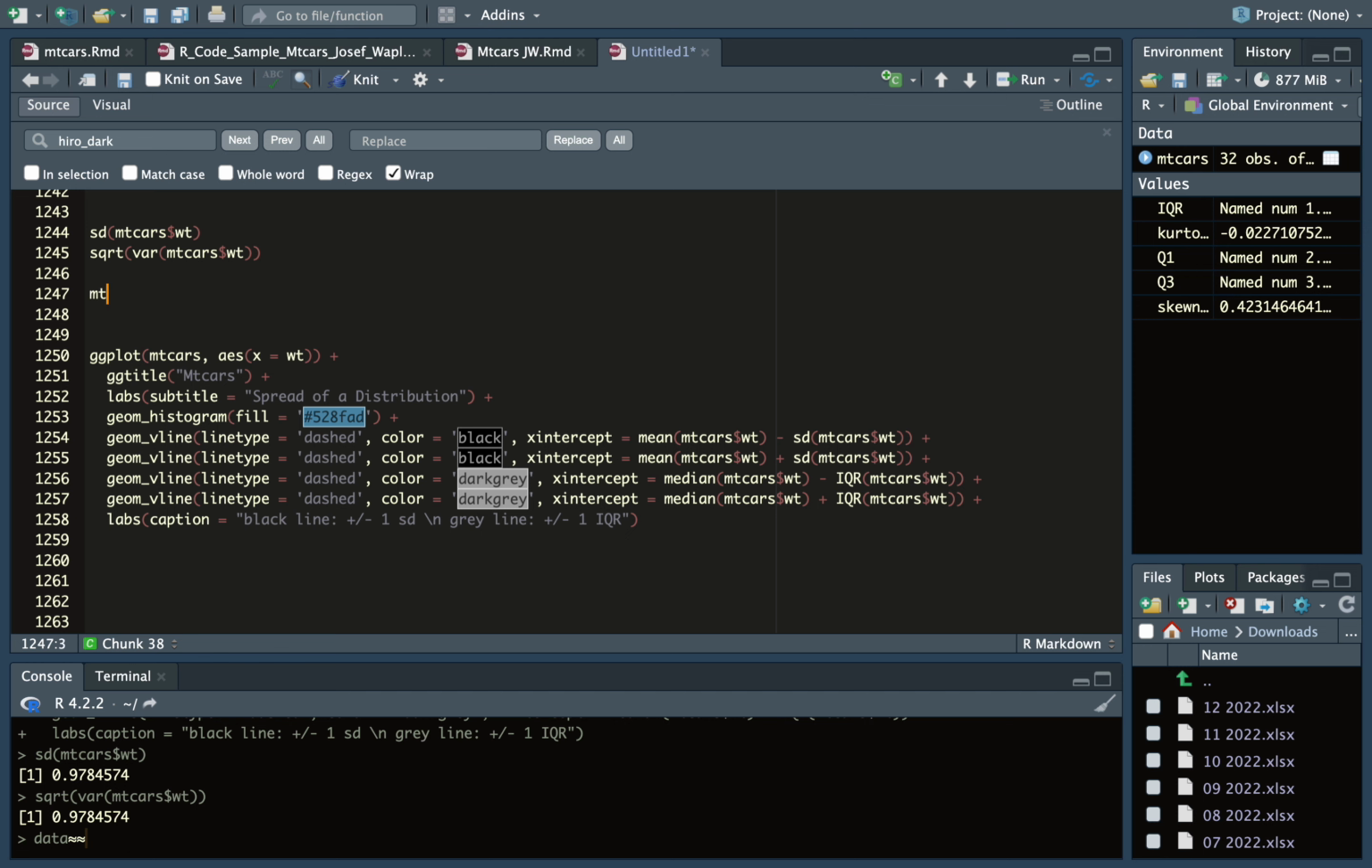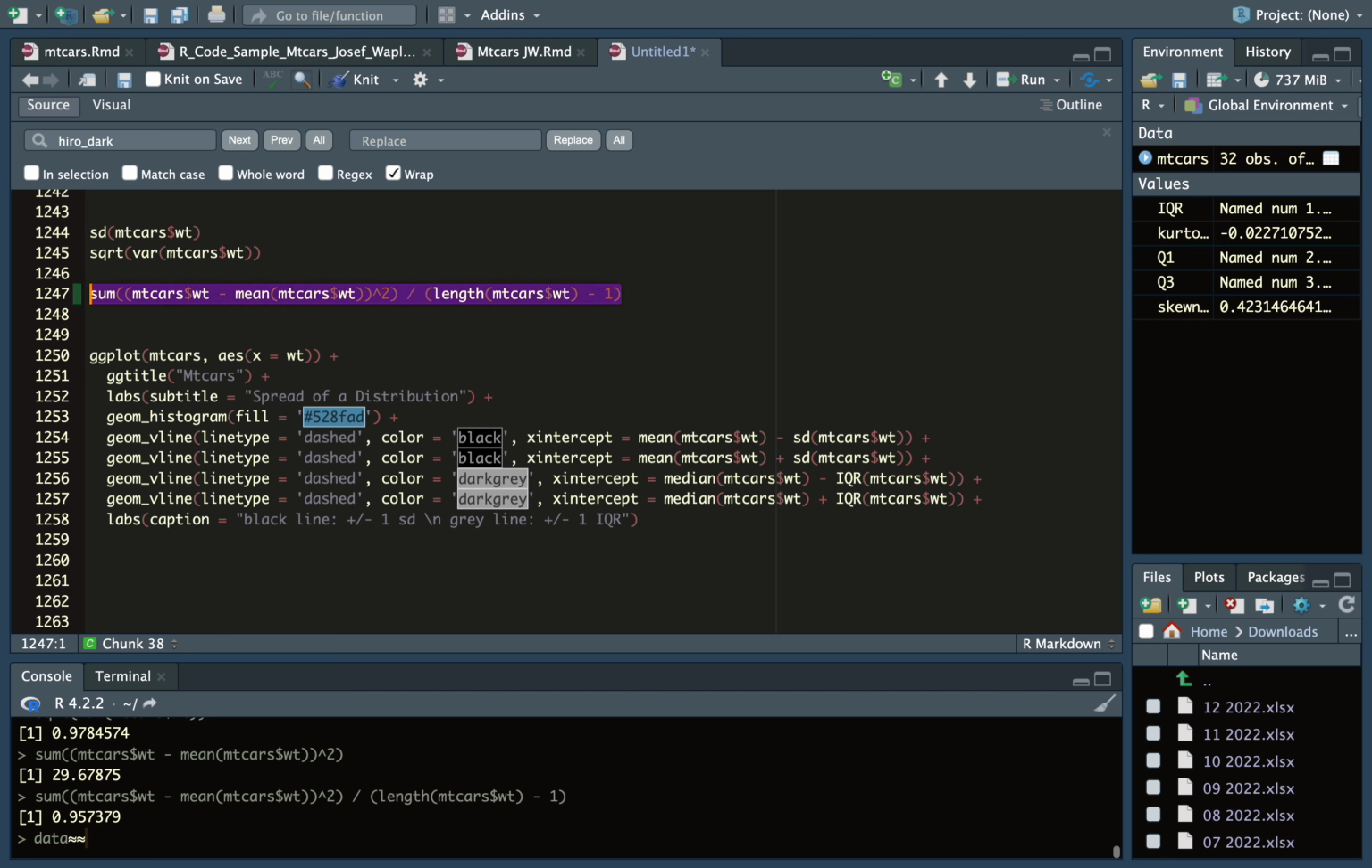And the variance is calculated as you take Mtcars weight for every weight observation, and you subtract the mean for every observation, and you square that total, and then you add up all those squares, and then you divide by the number of observations, and here we go. So there's the variance, 0.97, and to turn that again into the scale of the original data, you take the square root, 0.978, and that's the same as the standard deviation that we evaluated at the top.